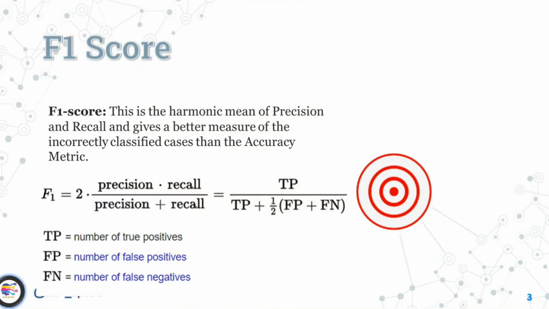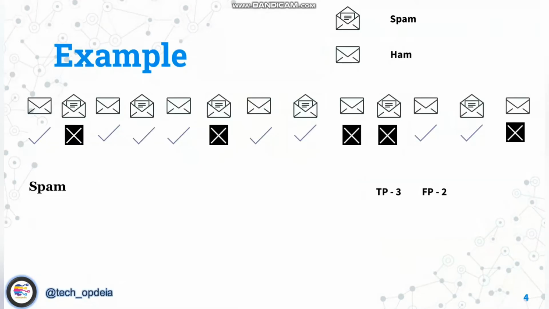The formula for F1 score is F1 equals 2 into precision into recall divided by precision plus recall. Now let us take one example to understand precision, recall and accuracy and how it works.